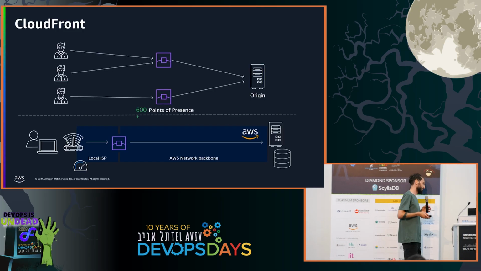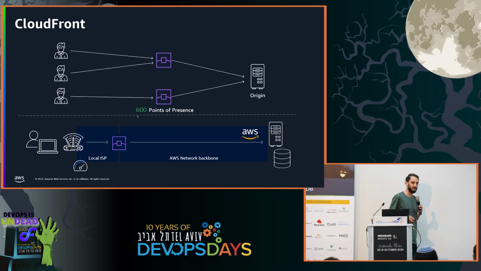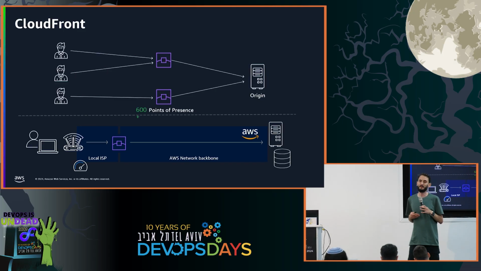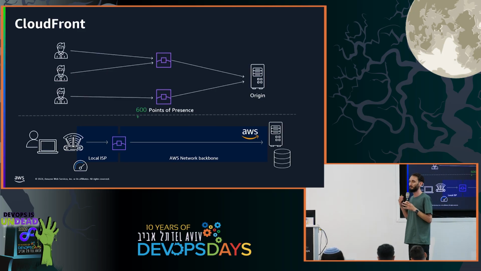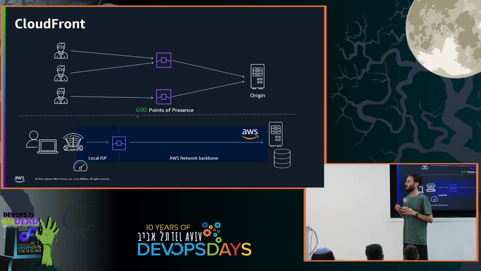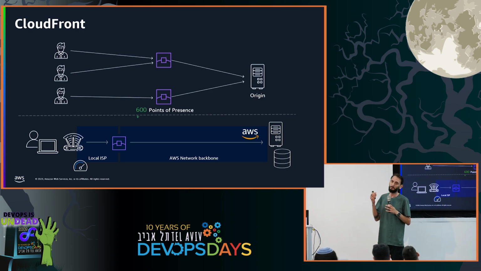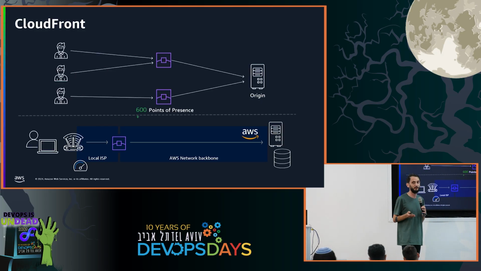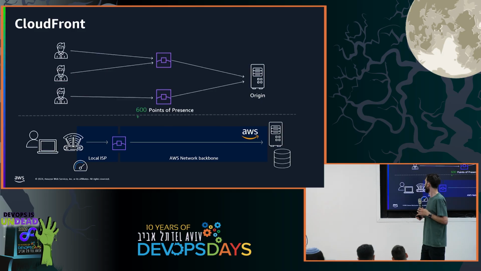Last, the traffic between the point of presence and the servers itself is not via the internet. AWS has a network backbone which is private to AWS. It's a fiber network. So the traffic from the point of presence goes to AWS in a much more reliable and fast way.